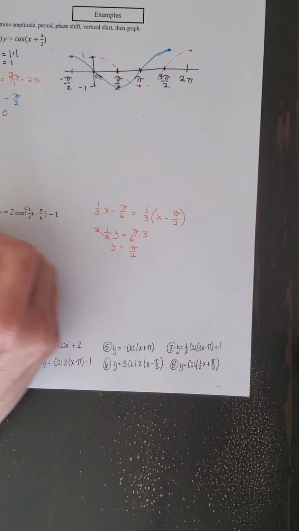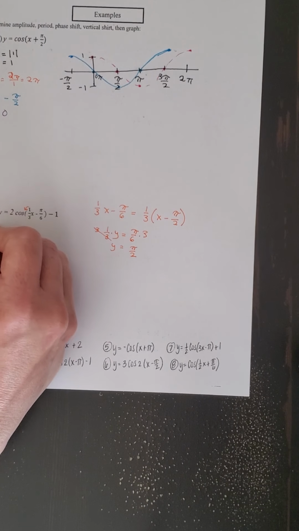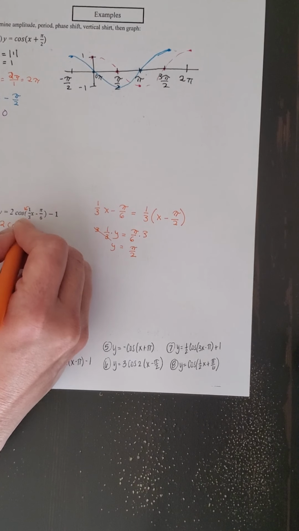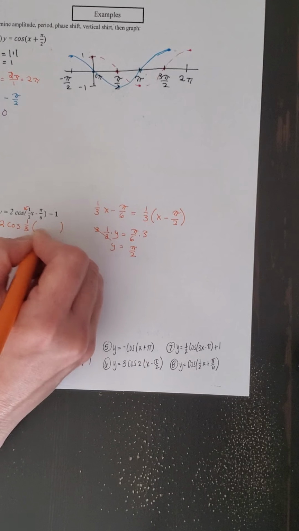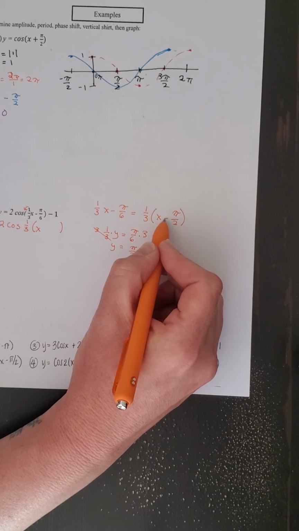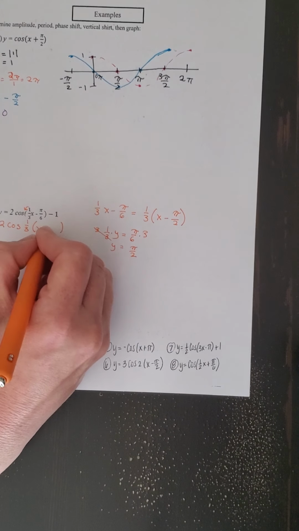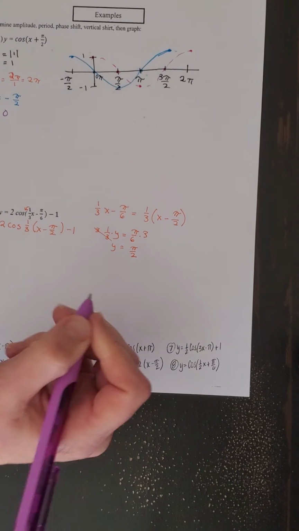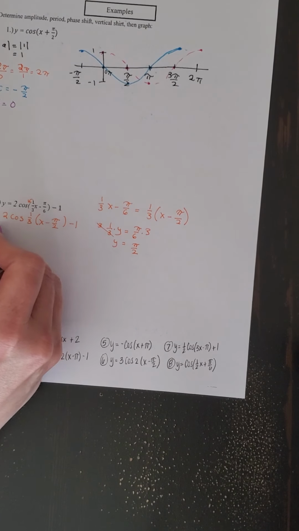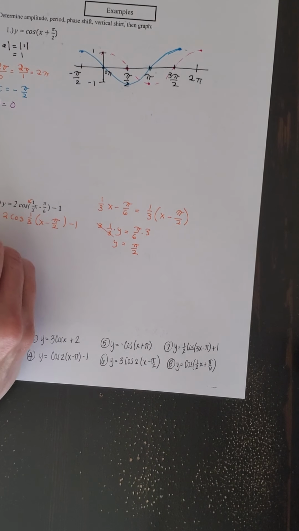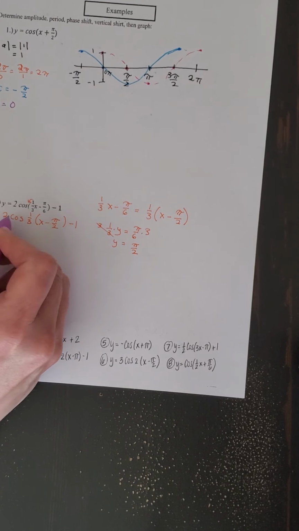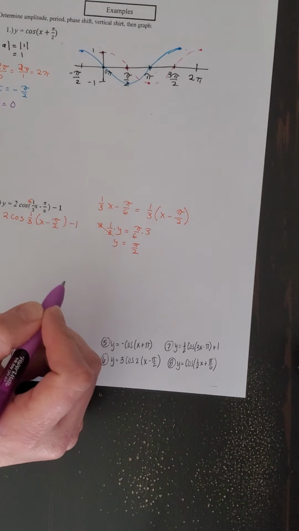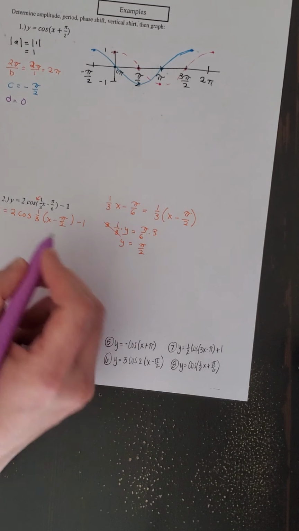So now I'm going to rewrite my equation. Y equals 2 cosine. The 1/3 comes out, and I'll have x minus pi over 2, and then minus 1. Okay, now I'm going to identify my amplitude. My amplitude, absolute value of 2, is 2. Now remember, if it was negative, we would just flip the graph, just like we did on the previous notes.